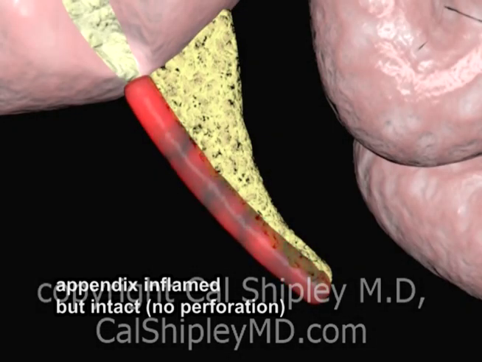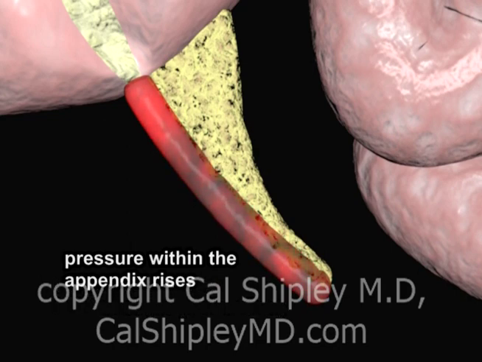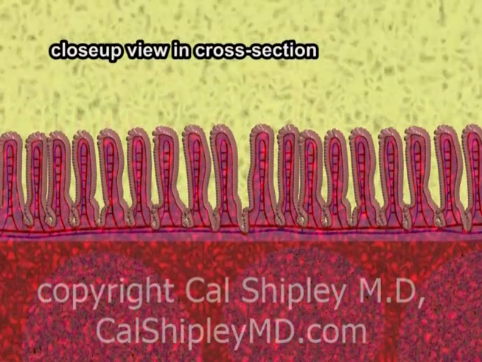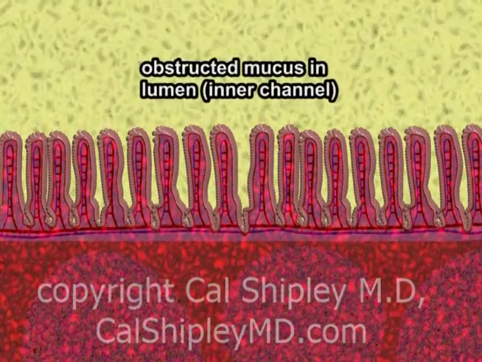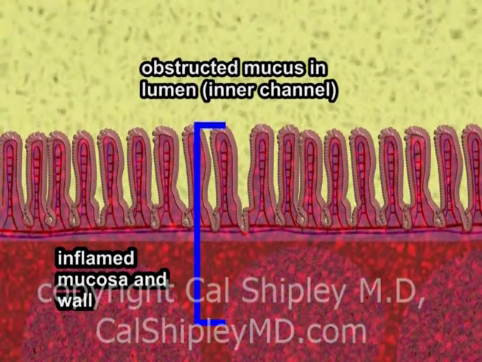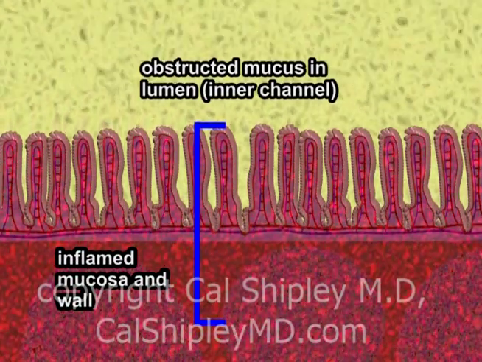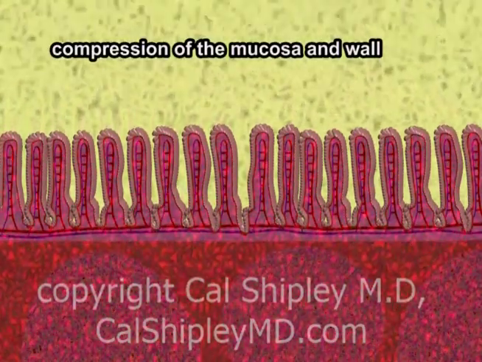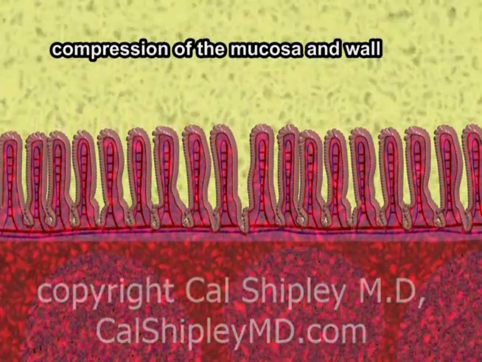So far, we've discussed the pathophysiology of simple appendicitis, that is, where the appendix is inflamed but still intact. If the process is allowed to continue, the pressure within the appendiceal lumen continues to rise. Looking at a close-up cross-sectional view of the appendix, obstructed mucus is present in the appendiceal lumen, and the mucosa and appendiceal wall are inflamed. Retention of mucus and inflammation both contribute to increased intraluminal pressure, resulting in compression of the mucosa and appendiceal wall.